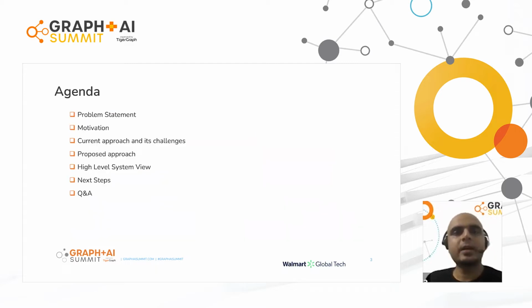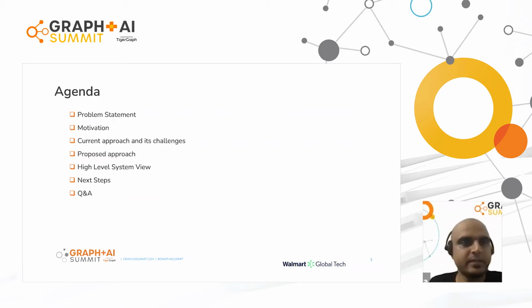Now moving on to the agenda. So this slide highlights the key takeaways from this session today. We'll start our talk by defining what is item category mapping, and then what are the challenges associated with it, and then we'll see the various reasons which motivated us to solve this problem. Now, in the next slide, we'll see what are the current approaches and their limitations, and how we are using the graph-based ML approach to solve this problem. In the subsequent sections, we'll also see the high-level system overview of the graph-based approach and its next steps. At the end, we'll have some time for Q&A.